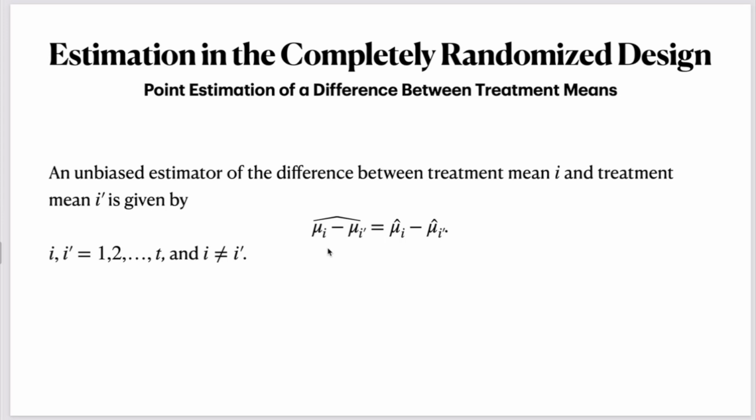And so our estimate of mu sub i minus mu sub i prime is equal to the difference between the individual point estimates of mu sub i and mu sub i prime. In other words, mu hat sub i minus mu hat sub i prime. That is our unbiased estimator for the difference between treatment mean i and treatment mean i prime, mu sub i minus mu sub i prime.